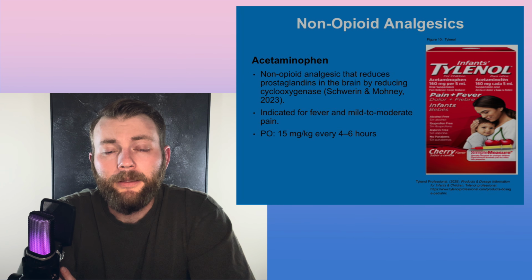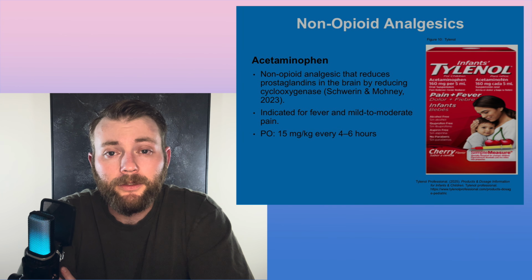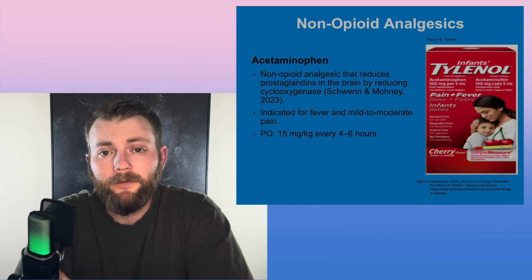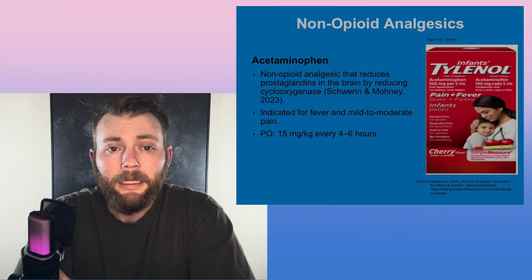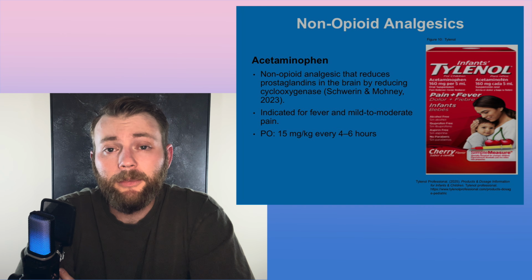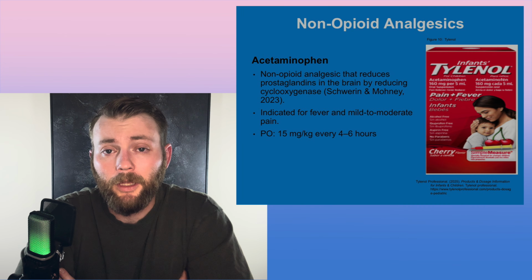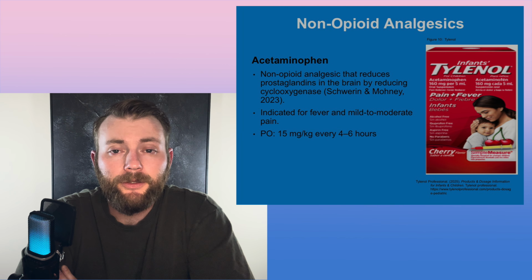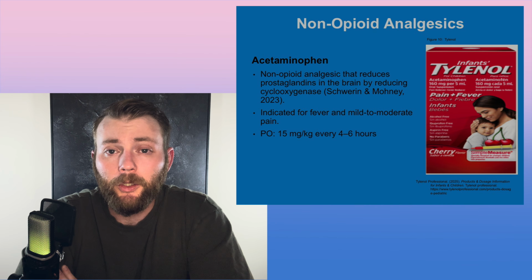It is important to note that because acetaminophen works within the central nervous system, it does not have any local anti-inflammatory effects. In the pre-hospital environment, acetaminophen can be indicated for fever in pediatric patients, and depending on local protocol, it may or may not be able to be used for pediatric patients in mild to moderate pain. Acetaminophen is considered a safe first-line pharmacological option as it's not associated with the sedative and respiratory depressant effects that opioids are associated with. This medication is administered via the oral route, and the standard dose is 15 milligrams per kilogram every 4 to 6 hours as needed.